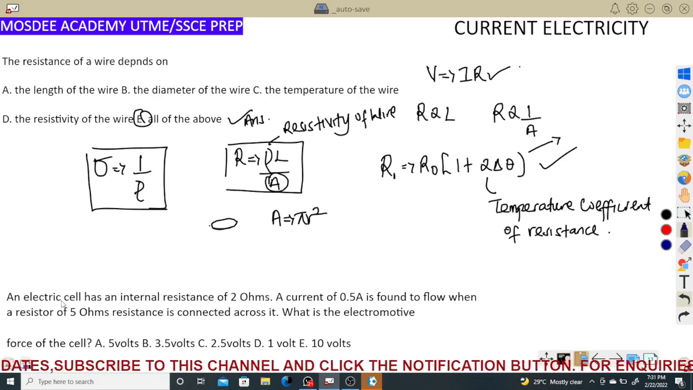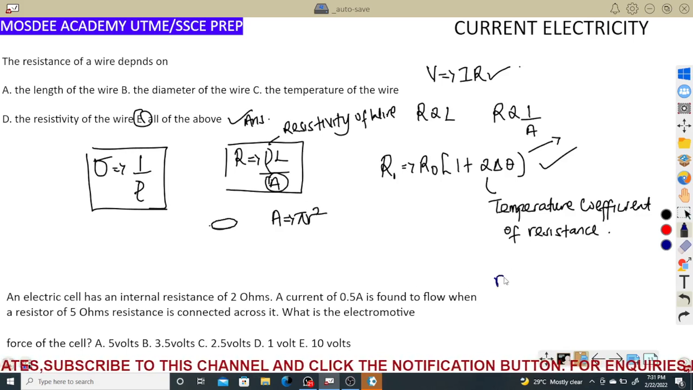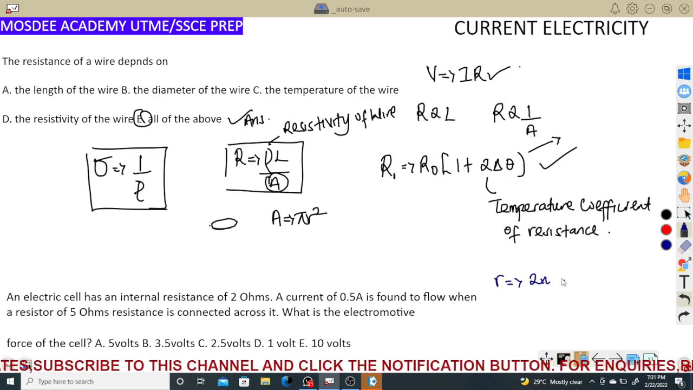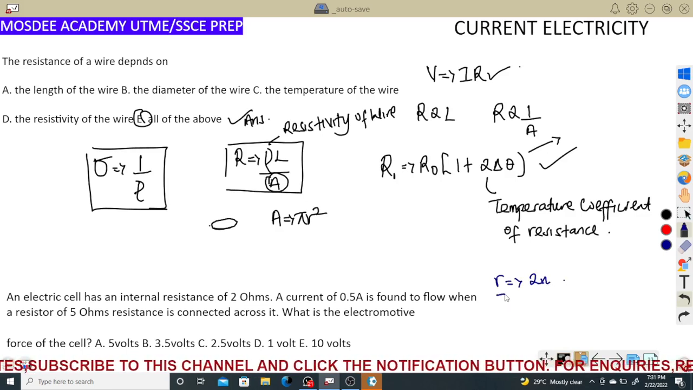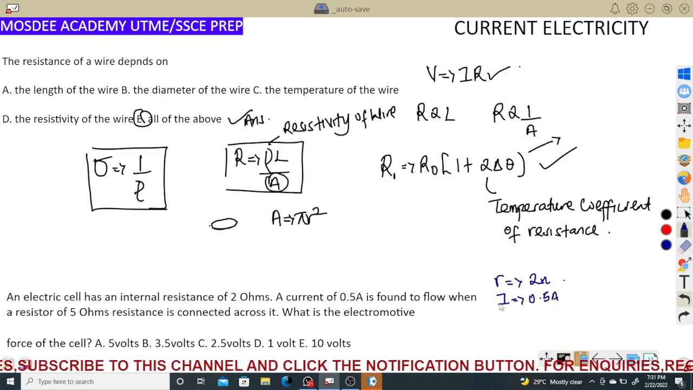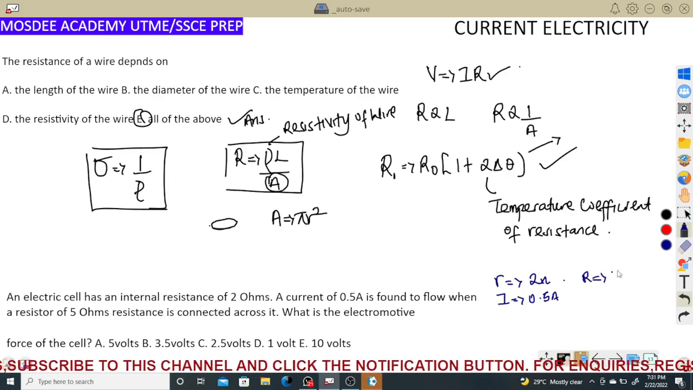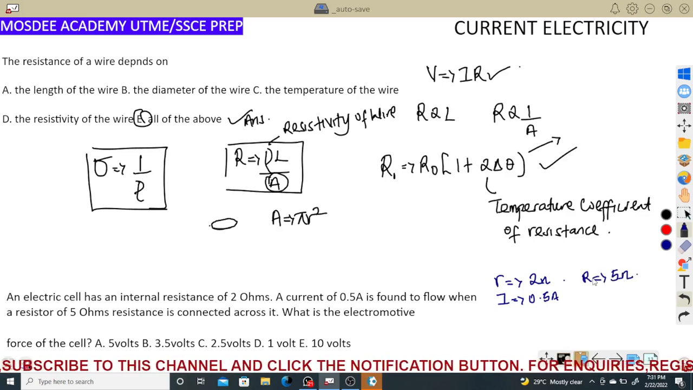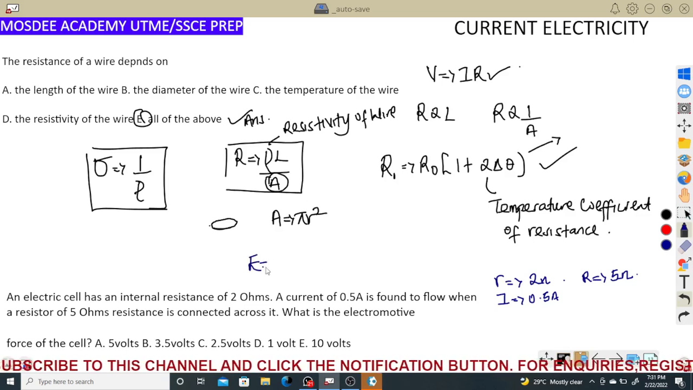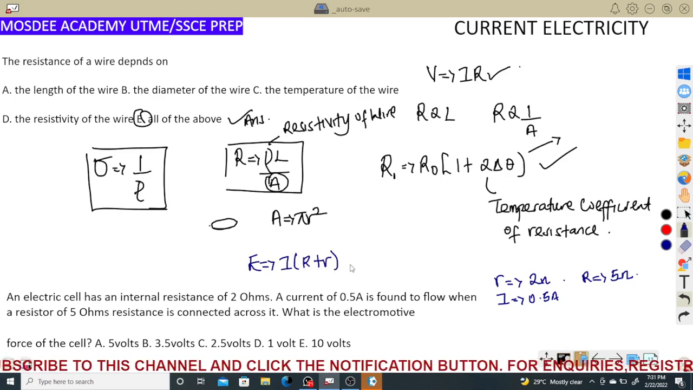The next question, guys. An electric cell has an internal resistance of 2 ohms. Small letter r is equal to 2 ohms. I hope you remember that the internal resistance is 2 ohms. A current I of 0.5 ampere is passed through a resistor of 5 ohms. Capital letter R is 5 ohms. What do I know? The electromotive force, we've talked about this. The electromotive force is the sum total of all the potential differences around a circuit. This is the simplest way.